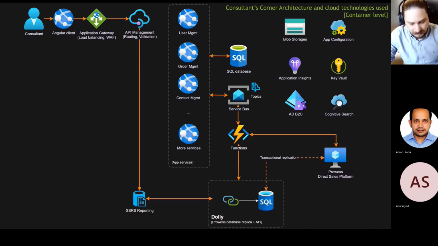So we have one endpoint from the outside, and it's going to be routed to the appropriate service behind the scenes by the API management. That's why I've collected them here. And we have the user management, order management, contact management, and many more that I will not discuss today.